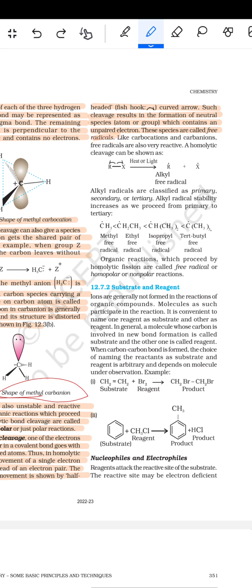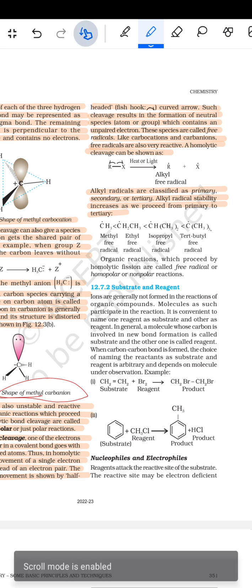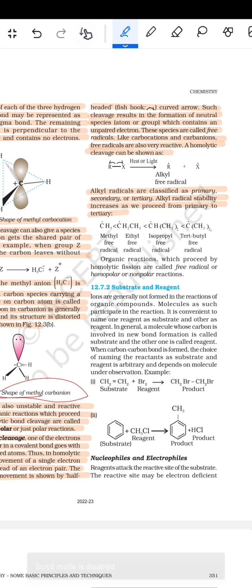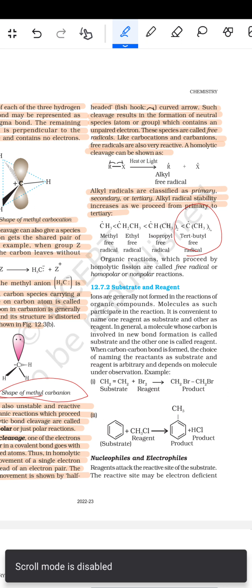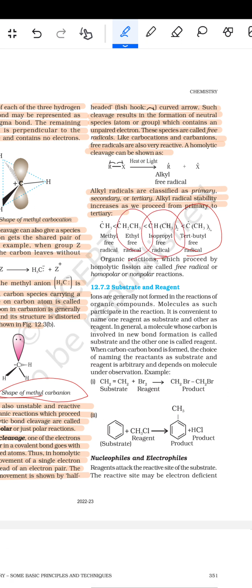Like carbocations and carbanions, free radicals are also very reactive. A homolytic cleavage can be shown as giving an alkyl free radical. Alkyl radicals are classified as primary, secondary, or tertiary. Alkyl radical stability increases as we proceed from primary to tertiary. So the most stable is the tertiary butyl radical, then isopropyl free radical, then ethyl free radical, and the least stable is the methyl free radical.